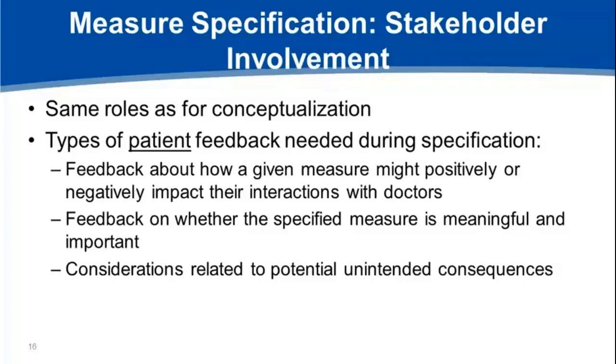So for example, might a measure related to shorter wait times for wellness visits result in less time with your doctor once you're in the exam room? And would that be a good or a bad thing? These are all the kinds of things that can help developers refine the measure to optimize it for use in a program.